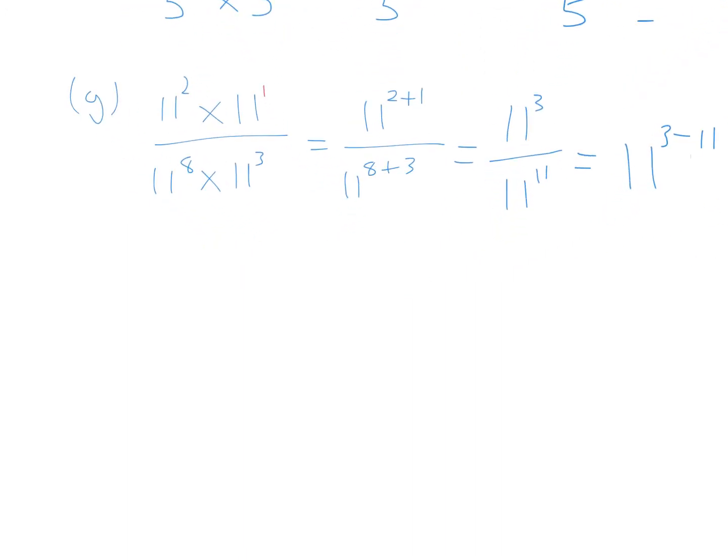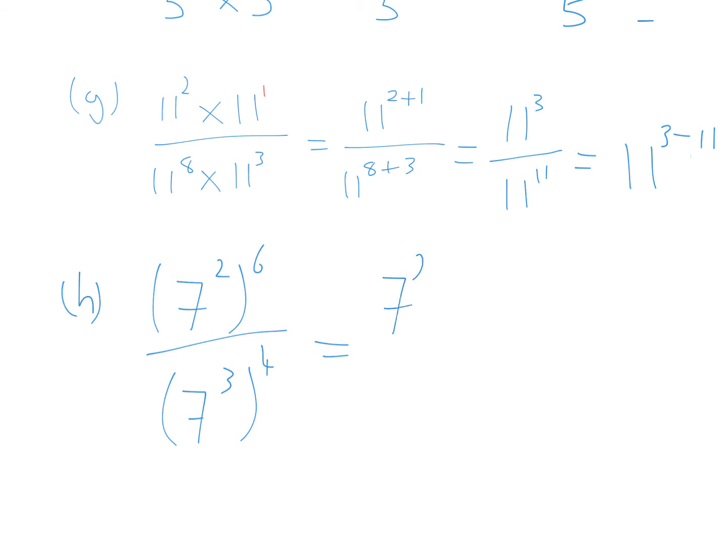Okay, on to another question that's slightly different, but again combines a couple of index laws. It's 7 to the power of 2 to the power of 6 divided by 7 to the power of 3 to the power of 4. So up top, we've got a power to another power, so index law 3 says we can just multiply those powers. So it's going to be 7 to the power of 2 times 6. On the bottom, same thing. We've got a power to another power. So we can multiply those powers, 7 to the power of 3 times 4.